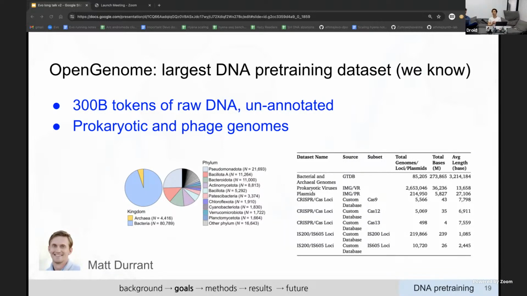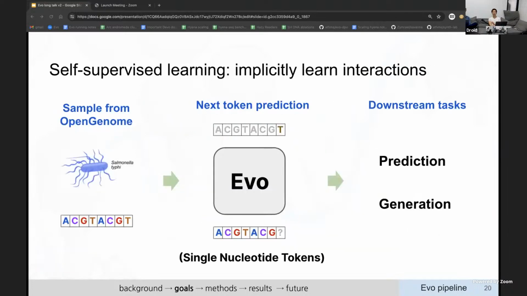So we compiled a large pre-training data set called OpenGenome, and to the best of our knowledge, it's the largest DNA pre-training data set, with 300 billion tokens. It covers prokaryotic and phage genomes, which are microbial life, essentially. So lots of different bacteria and viruses. This work was done by Matt Durant over at Arc Institute, who's an expert in these types of genomes, and we compiled them in their raw, unannotated form. We have no annotations, we're just training on raw tokens of DNA, and we train it like a large language model in this case.